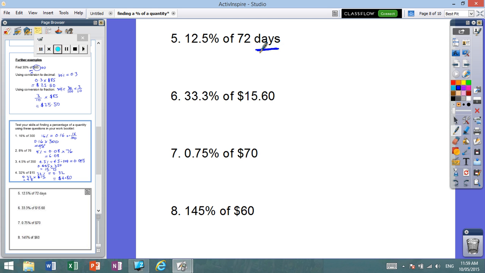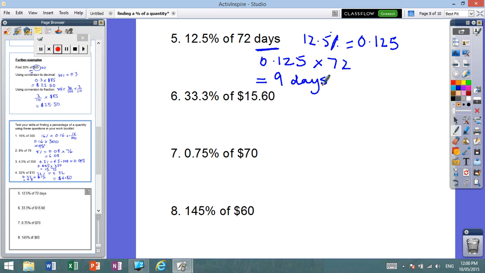Alright, now we're looking at days, so we need to remember that when we're writing our answer. So we've got 12.5%, which is equal to 0.125 as a decimal. We need to times that by the number of days, which is 72, and that equals 9. But it's important that you write days afterwards, because we need to know exactly what we have of the quantity. We've got 9 days of the quantity, so we need to make sure we do that.